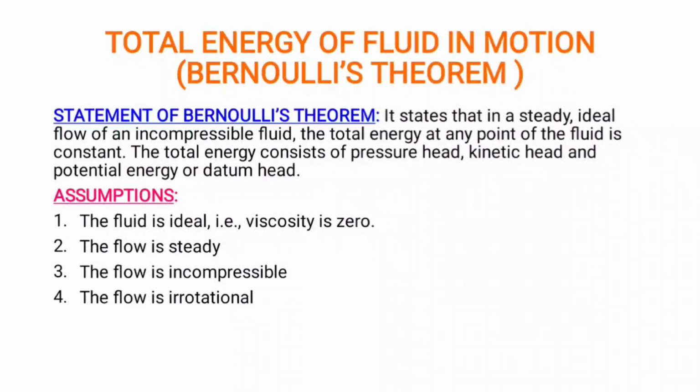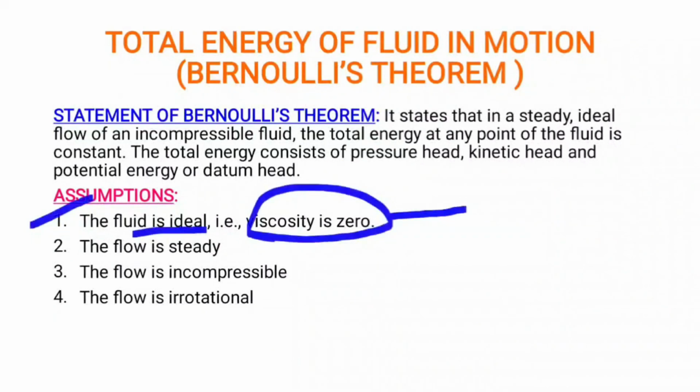Statement of Bernoulli's theorem చూసాం. ఇప్పుడు అజంప్షన్స్. బెర్నౌల్లీస్ ఈక్వేషన్ డిరైవ్ చేసేటప్పుడు సమ్ అజంప్షన్స్ అనేటివి చేయడం జరిగింది. అవి ఒక 4 ఉన్నాయి. దాంట్లో మొదటిది ది ఫ్లూయిడ్ ఈజ్ ఐడియల్, అంటే విస్కాసిటీ ఈజ్ 0. ఇట్ రెఫర్స్ టు frictionless.